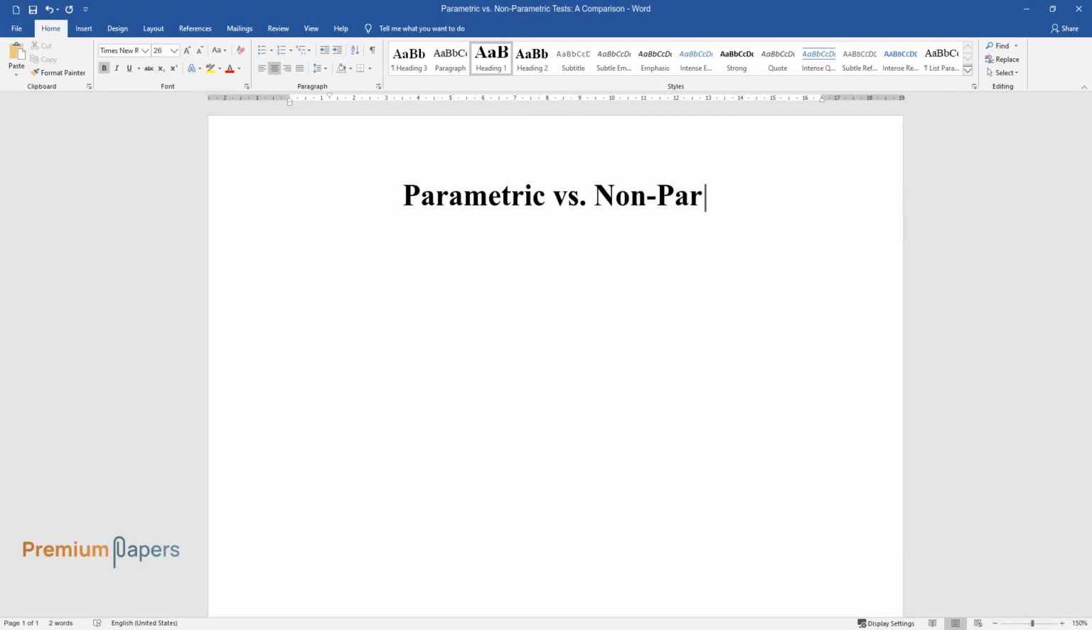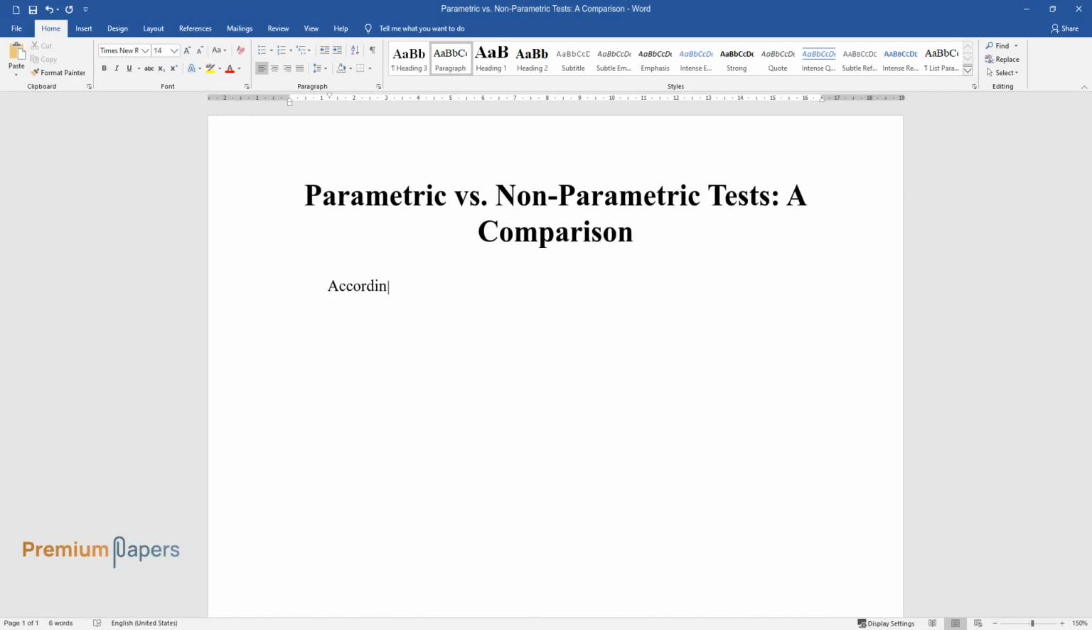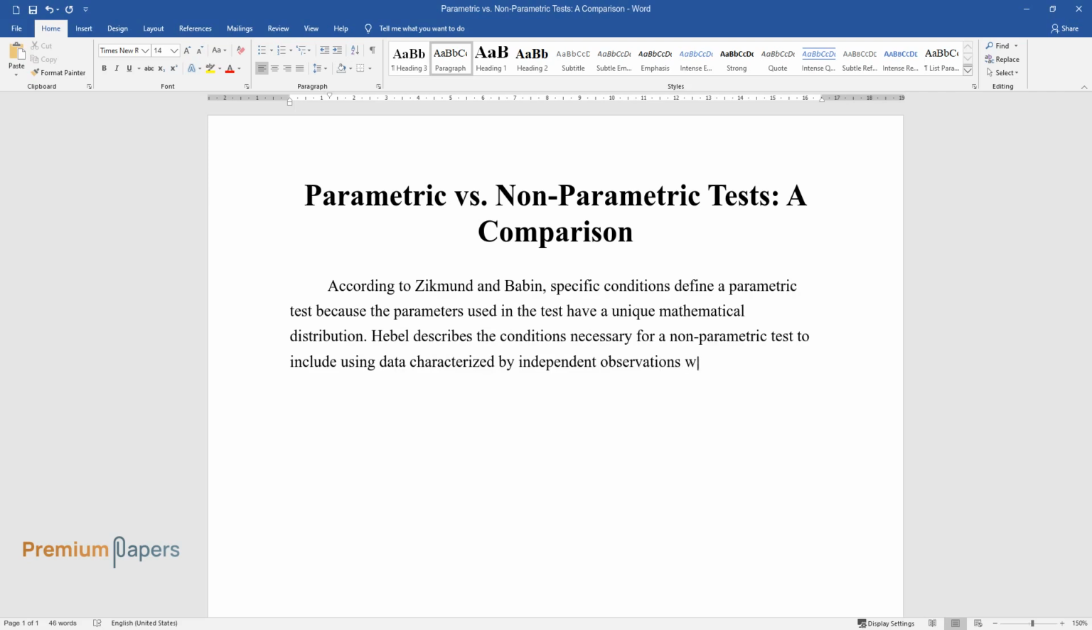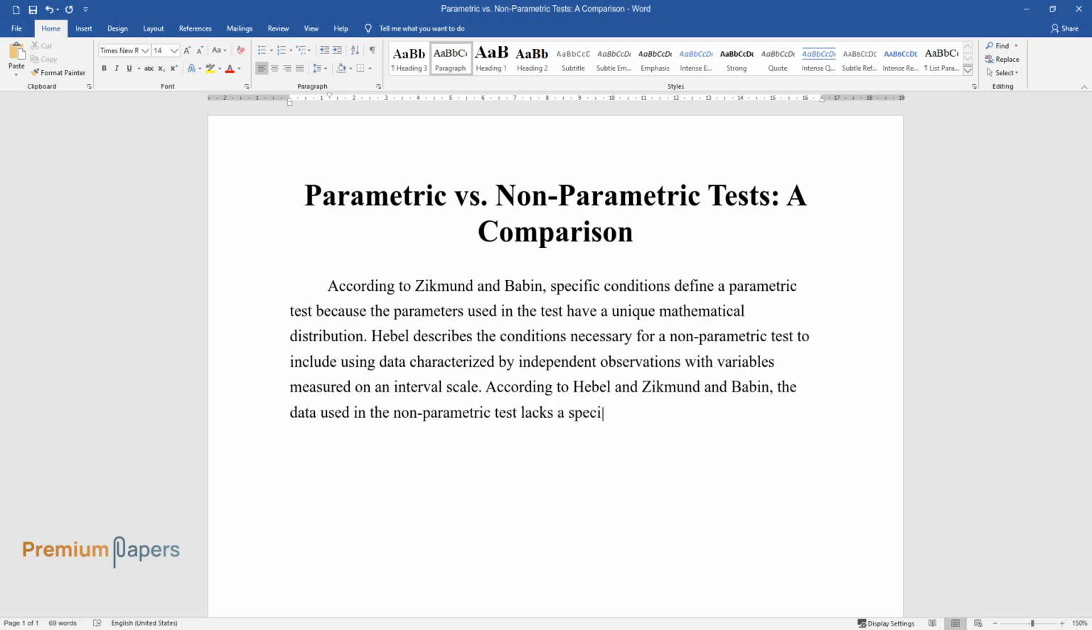Parametric versus non-parametric tests, a comparison. According to Zikmund and Babin, specific conditions define a parametric test because the parameters used in the test have a unique mathematical distribution. Hebel describes the conditions necessary for a non-parametric test to include using data characterized by independent observations with variables measured on an interval scale. According to Hebel and Zikmund and Babin, the data used in the non-parametric test lacks a specific distribution.